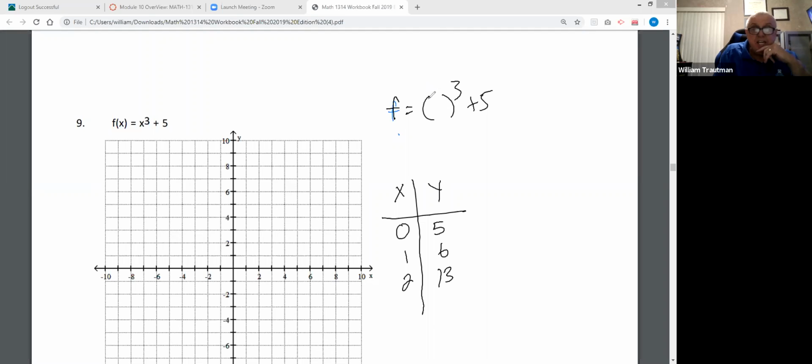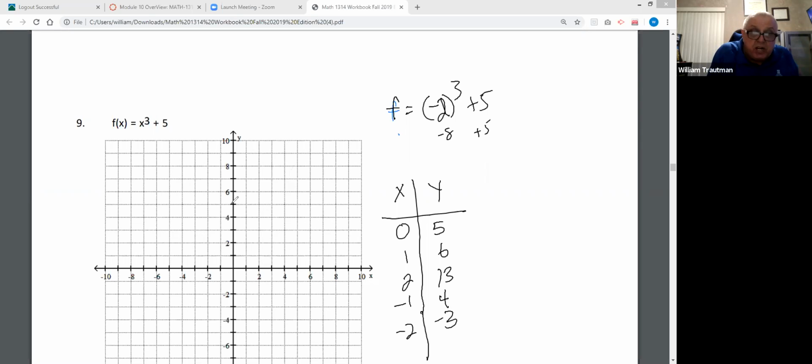I'm going to try a negative number. Negative 1 to the third power is negative 1 times negative 1 times negative 1, which is negative 1. Negative 1 plus 5 is 4. You can try this out on your calculator. Negative 2 to the third power is negative 8. Negative 8 plus 5 is negative 3. So let's try to graph these and see what we got.